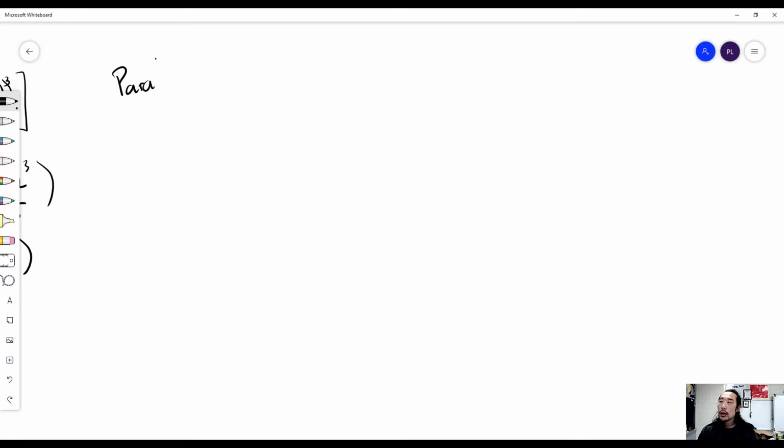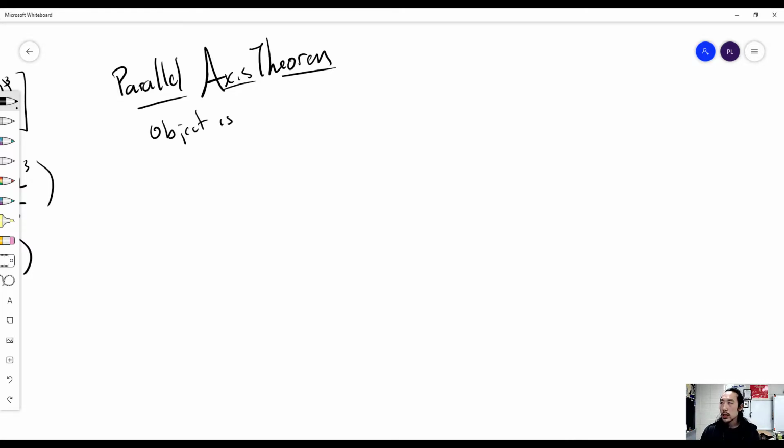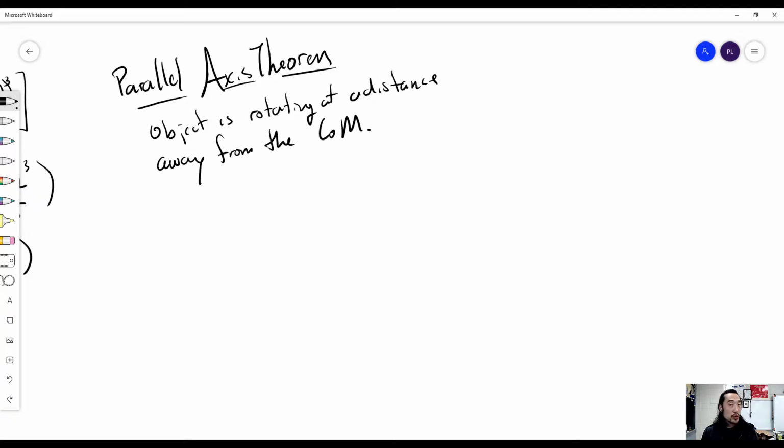It is what we call the parallel axis theorem. Simply put, this is when the object is rotating at a distance away from the center of mass. Basically, if we have an object that should be rotating around its center of mass, like in a previous example where the rod was rotating around the middle of the rod, it's when we make this object rotate around any other point other than the center of mass.